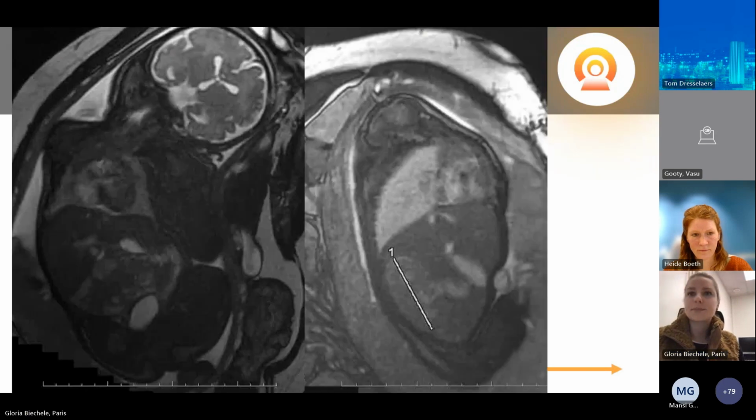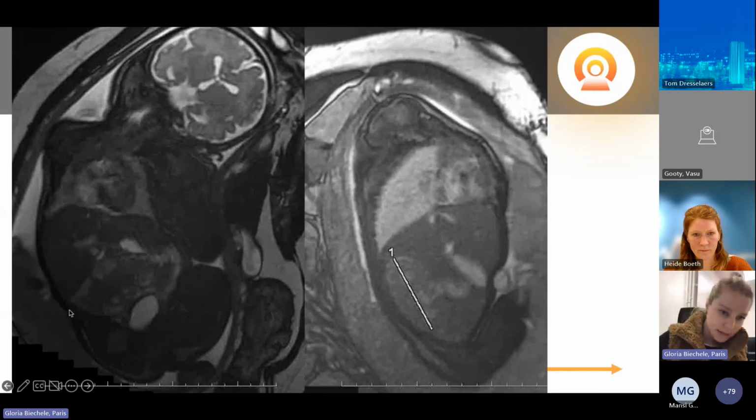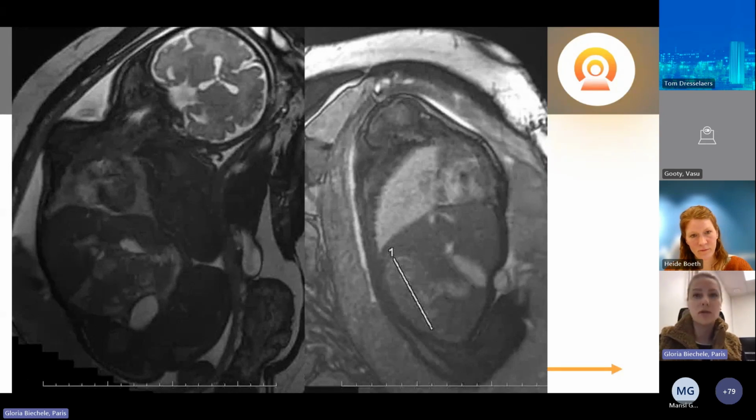And at the thoraco-abdominal pelvic level, we confirmed the hepatomegaly, which is here. This is the liver, but with normal signal, and the kidneys measured 47 millimeters, which is quite long. So the kidneys were a little too big, but with normal location and normal morphology.